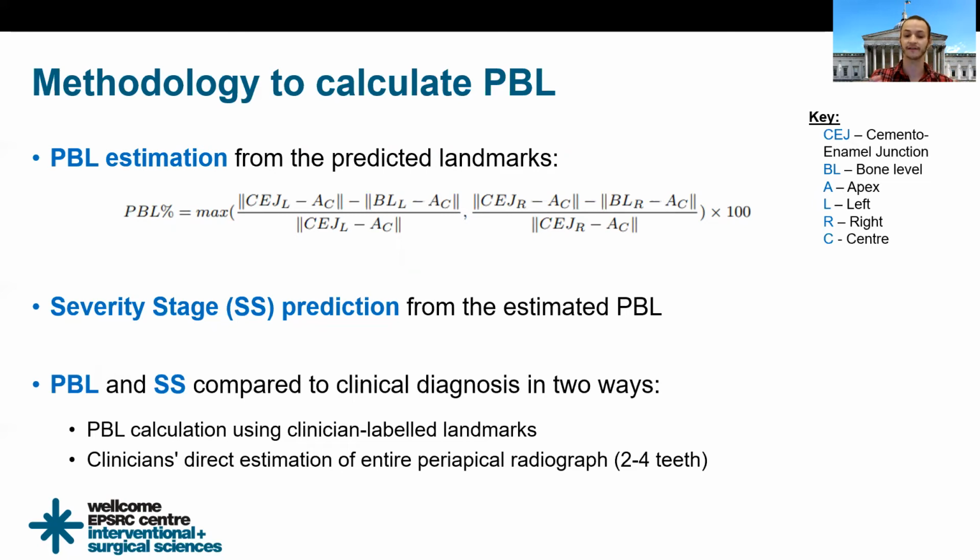Periodontal bone loss and severity stage is compared to our clinicians' diagnosis through two different ways. So we have clinicians label landmarks, and we calculate the periodontal bone loss using the same equation. And also we get clinicians to directly estimate what they would say the periodontal bone loss percentages of an entire periapical radiograph, which includes 2 to 4 teeth, which is more aligned to how it would be done in clinical practice.